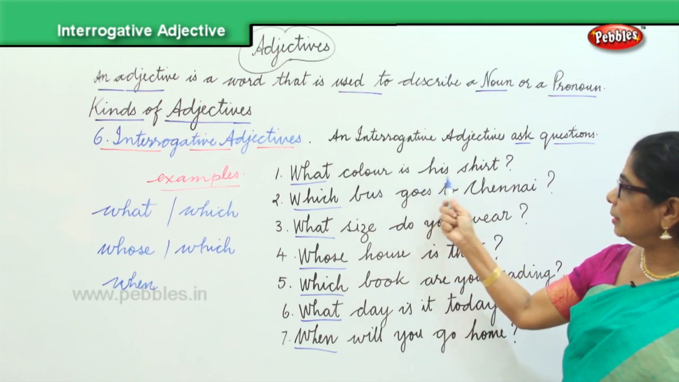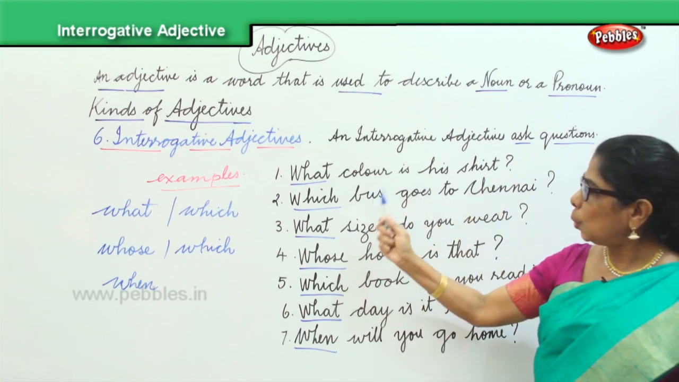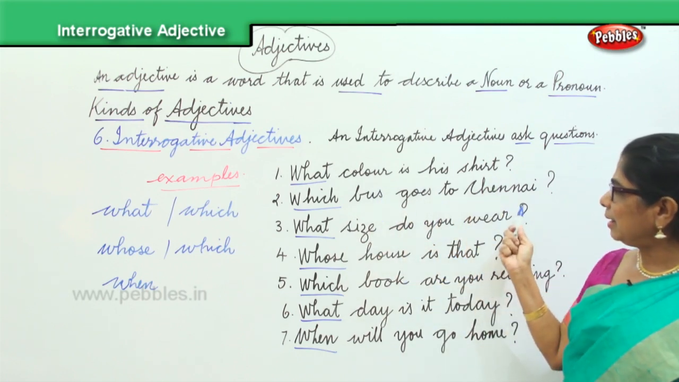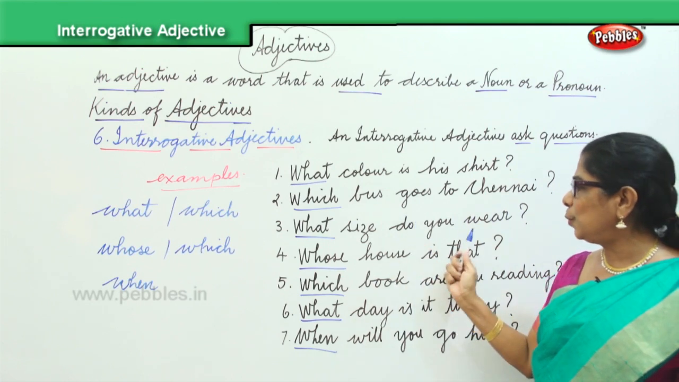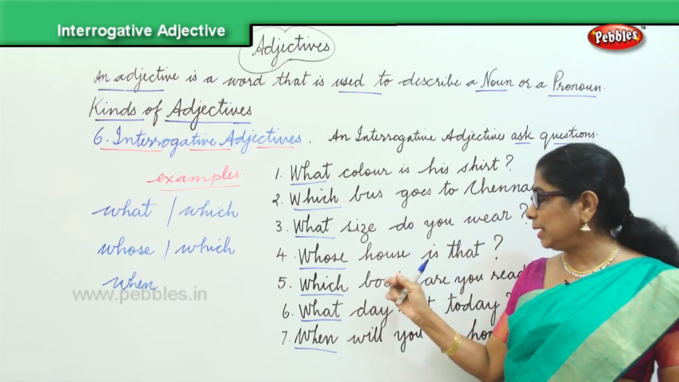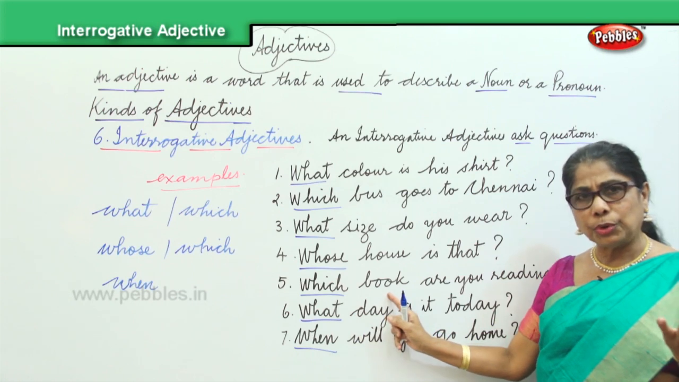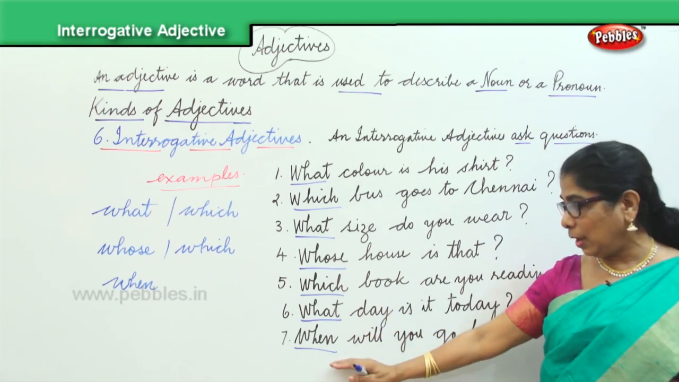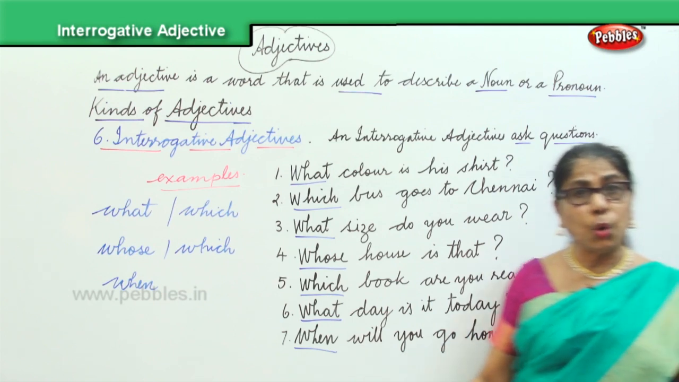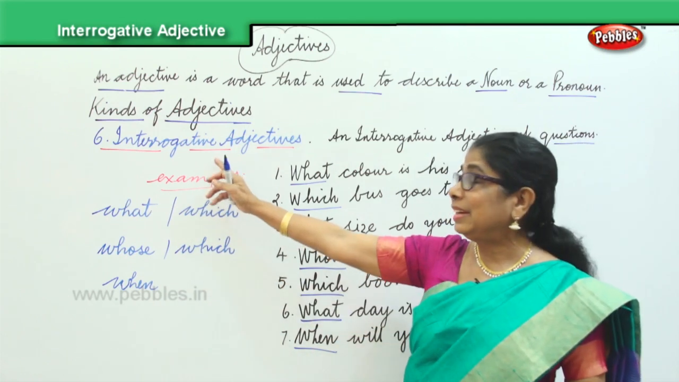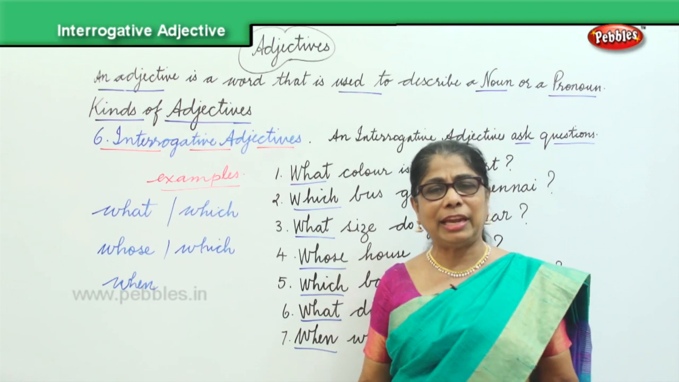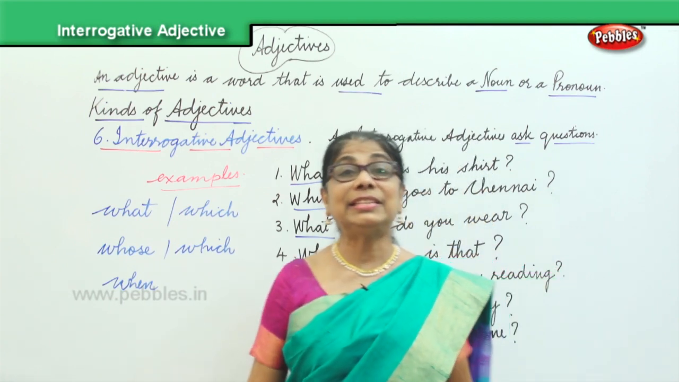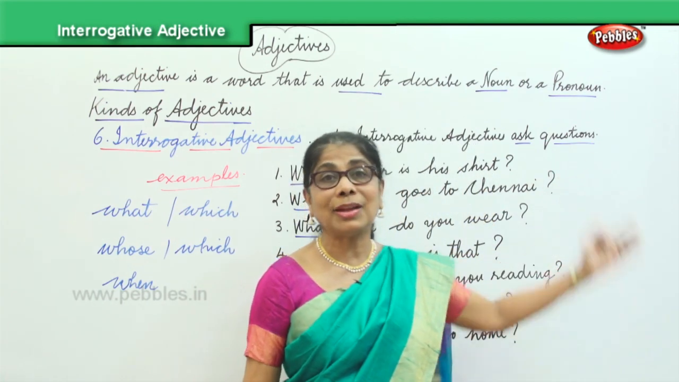What color is his shirt? Which bus goes to Chennai? What size do you wear? Whose house is that? Which book are you reading? What day is it today? When will you go home? Identifying interrogative adjectives is very simple because it asks questions.